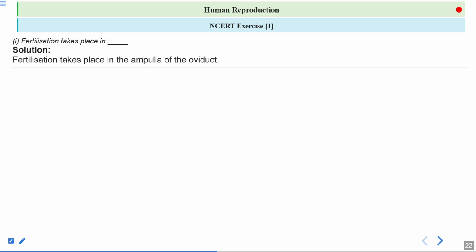Then the zygote is formed and then zygote travels. Okay, where does zygote travel? So zygote will travel towards the uterus. Okay, and finally the implantation of the blastocyst will occur in the uterine wall.